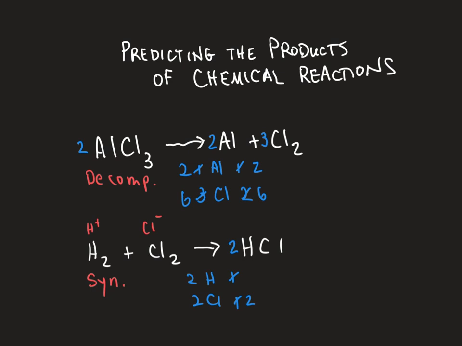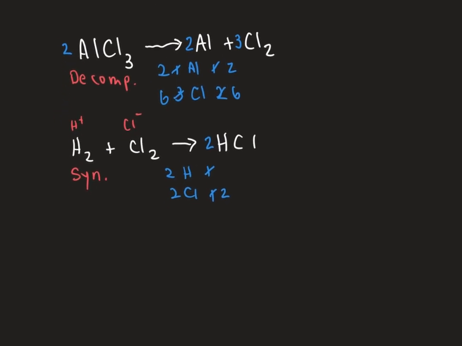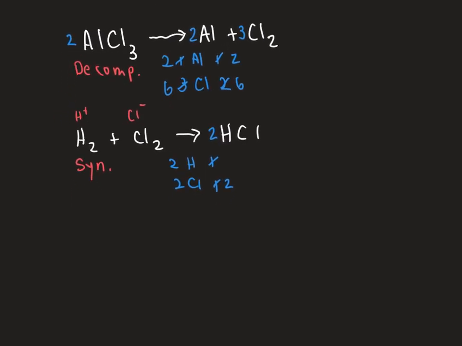Now, if the compounds or elements that you're dealing with do not have charges that cancel out, you're going to have to use your rules for writing chemical formulas. So let's do one that looks like that. Let's do calcium plus fluorine. Okay, we can identify this as a synthesis reaction. We have 2 elements joining together. It's going to form one product. And so we need to figure out what that product is going to be. So let's go ahead and think about some charges.